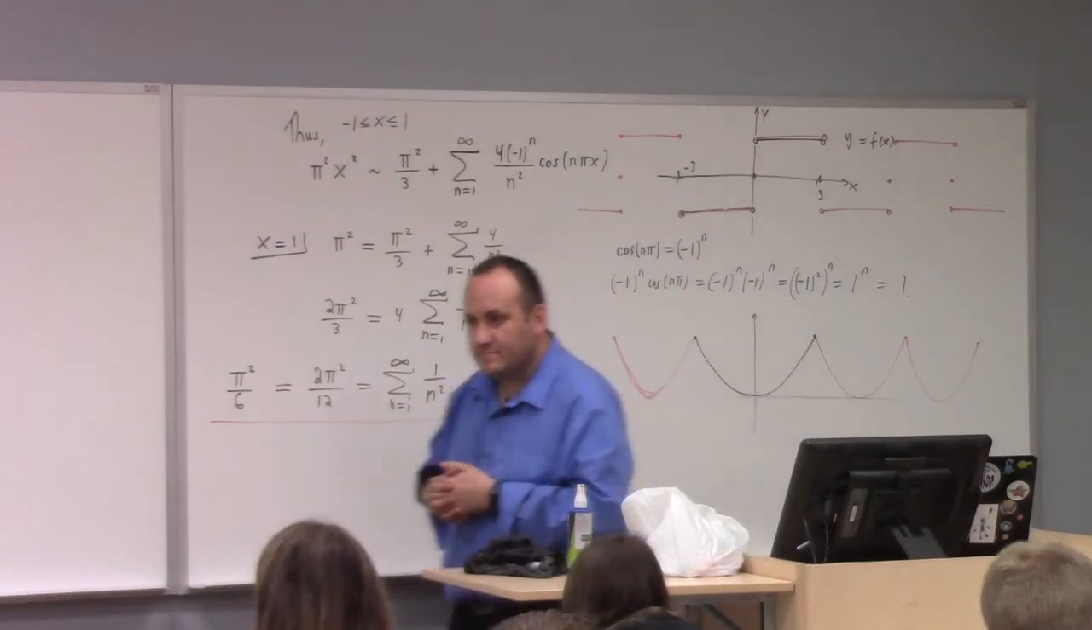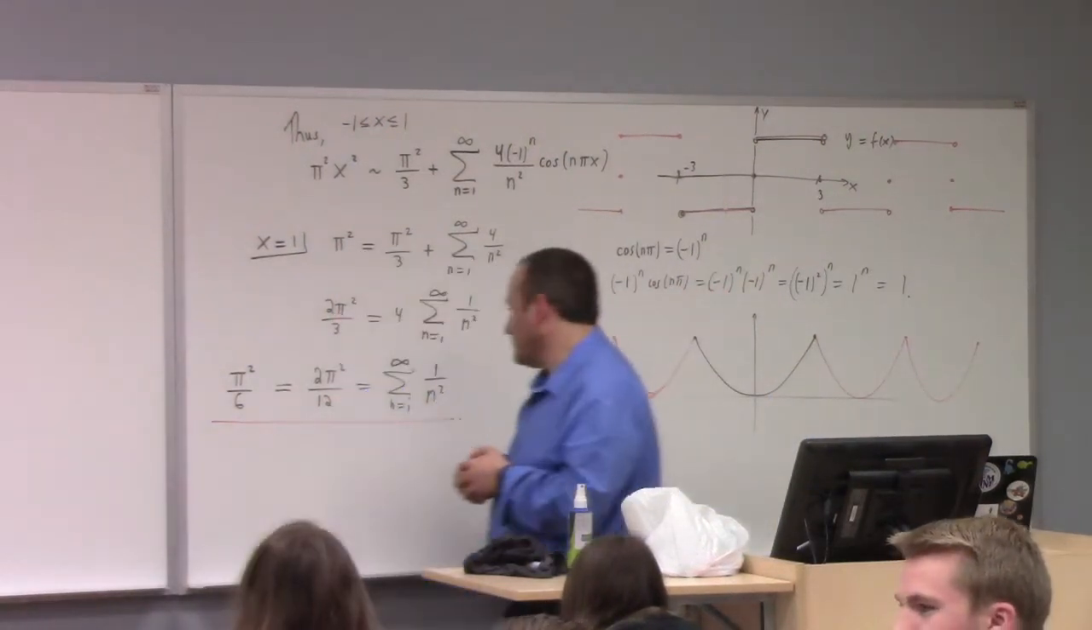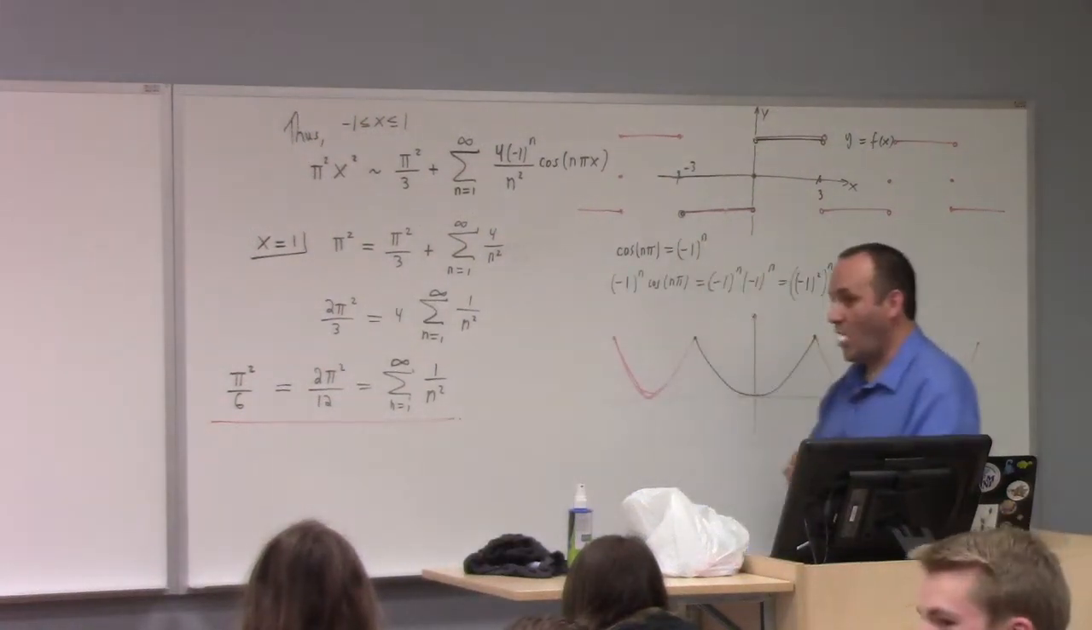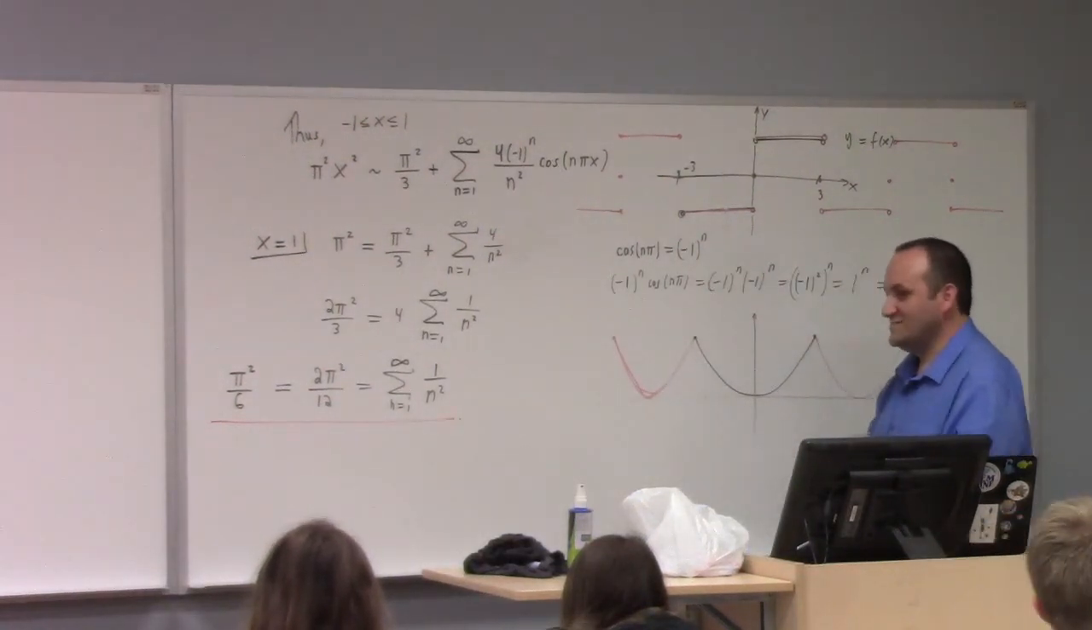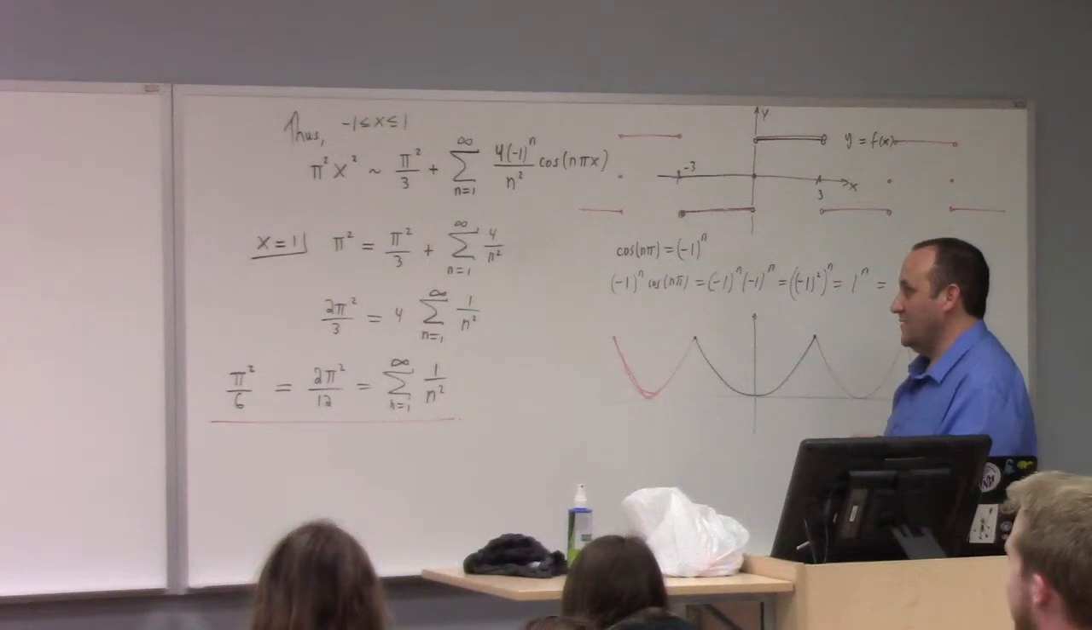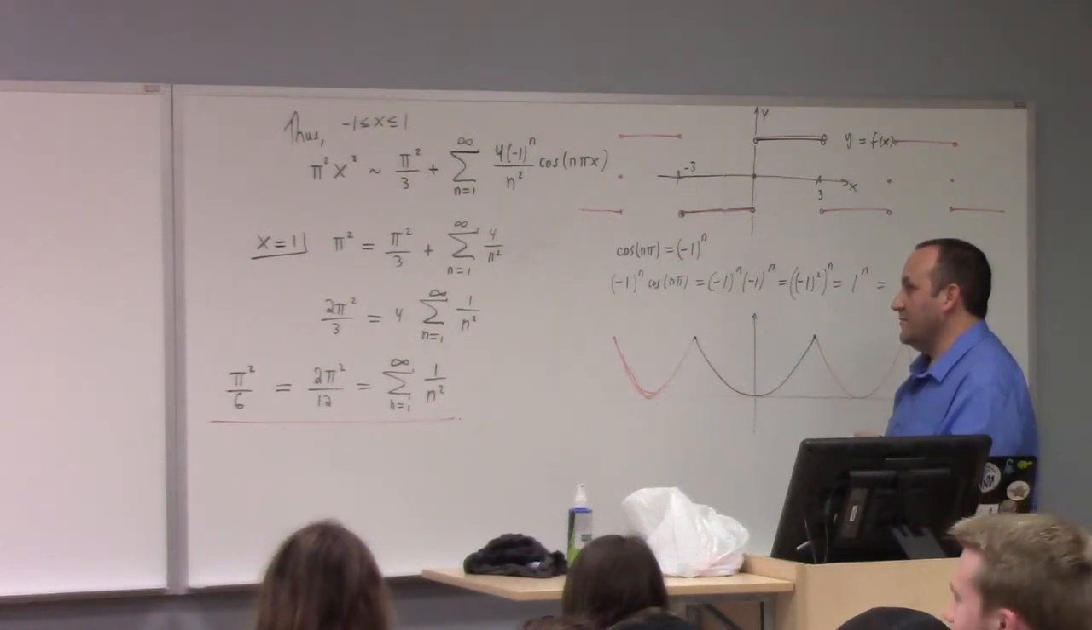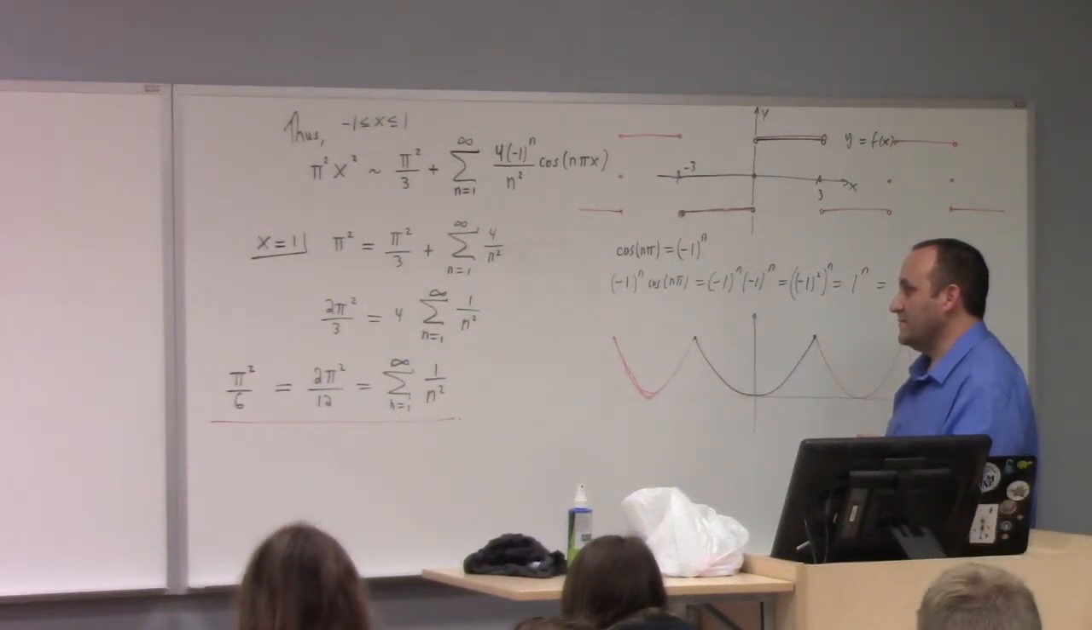Yep. How do you know if convergence oscillates? Like, if you just did it at one point, or you just did it at n equals 1, how do you know that it converges to pi squared over 6? Plus, in the graph, it doesn't converge to anything.